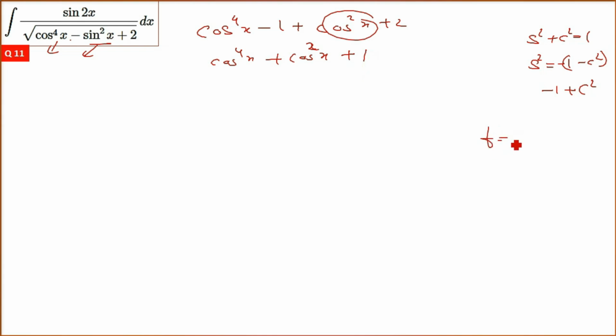Now come to t equals cos square x. So this dt by dx will be equal to 2 cos x. Cos x derivative will be minus sin x. Minus will come here, minus sin x.